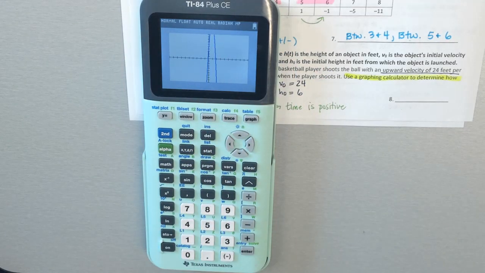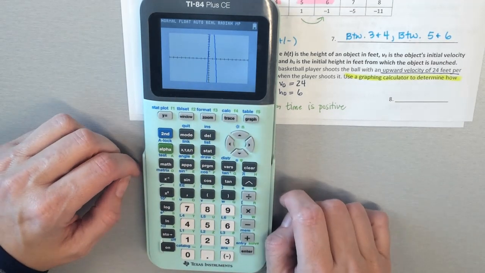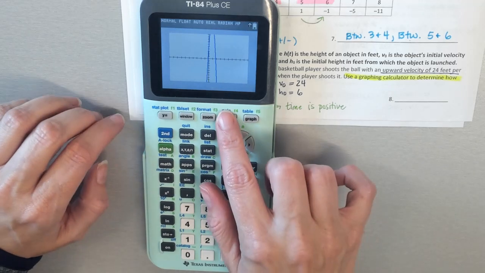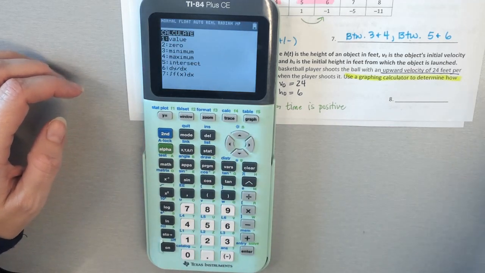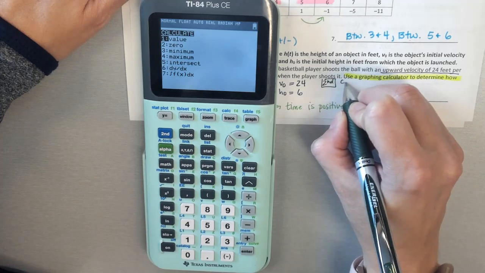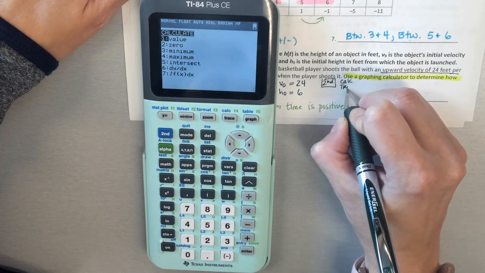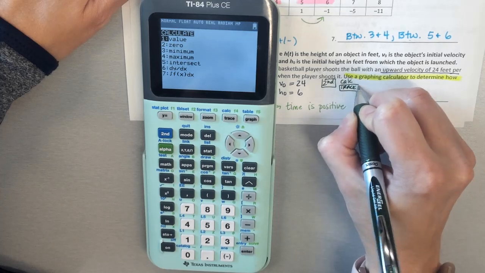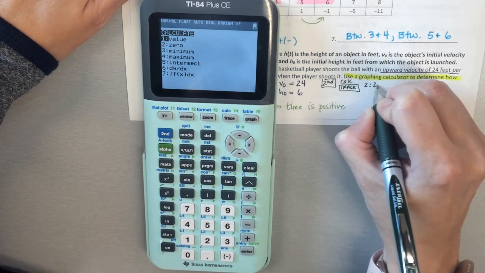And the nice thing about this, when you're graphing it, see how I can't see the top? Does that even matter for this? No, because you are finding your zeros, the x-intercepts. So you have to go to second calc. Okay, and the calc is above the trace button. And then you're going to go to the zero.